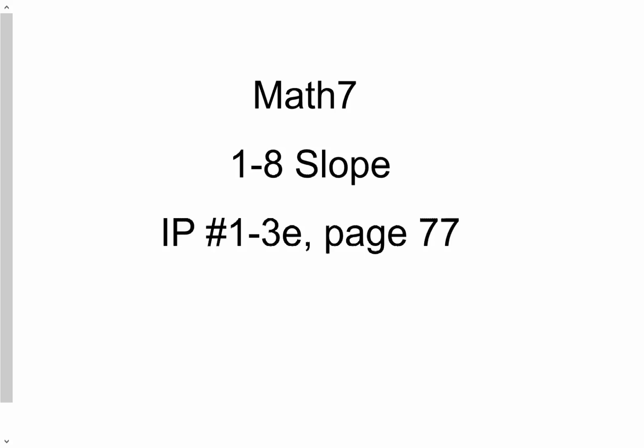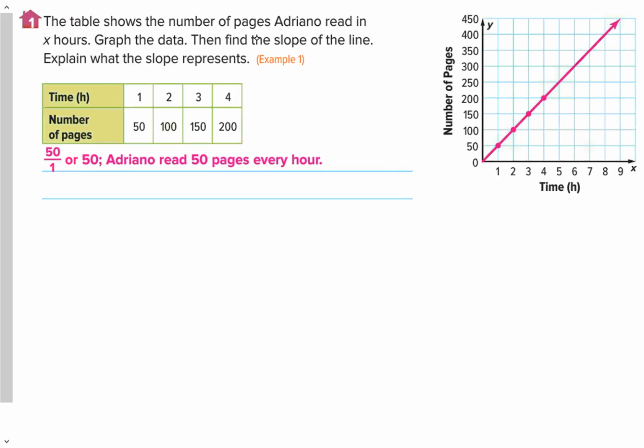Hi there. Today we're going to review 1-8 slope, independent practice 1 through 3E, page 77. Here's our first example. Table shows a number of pages Adriana read in X hours. Graph the data, then find the slope of the line. Explain what the slope represents.